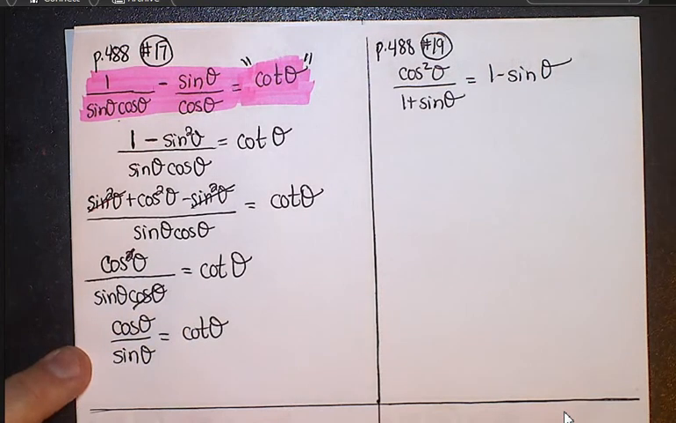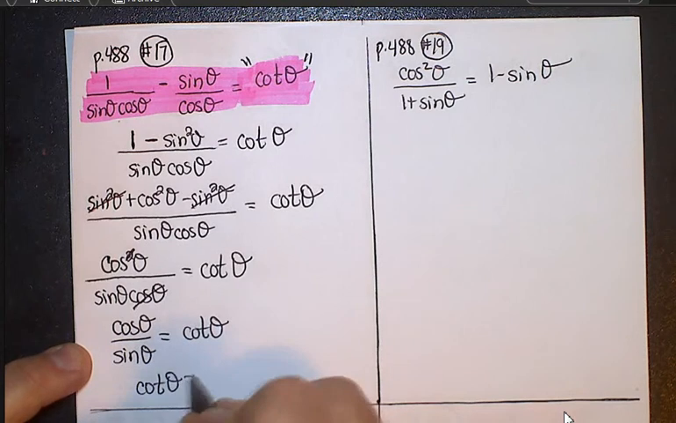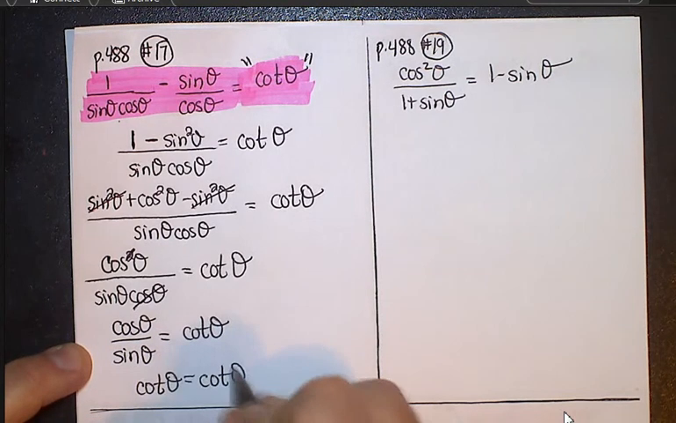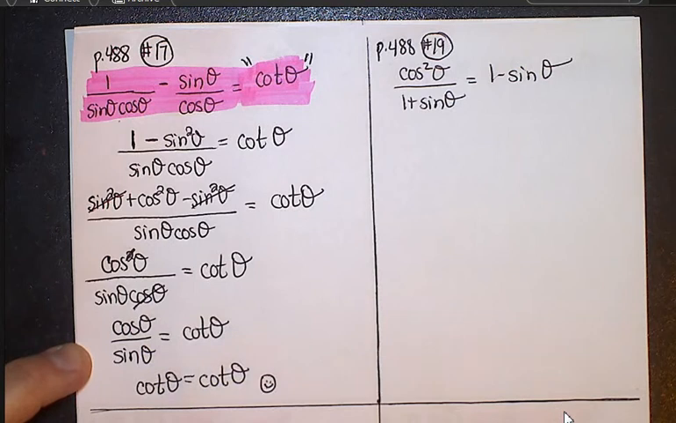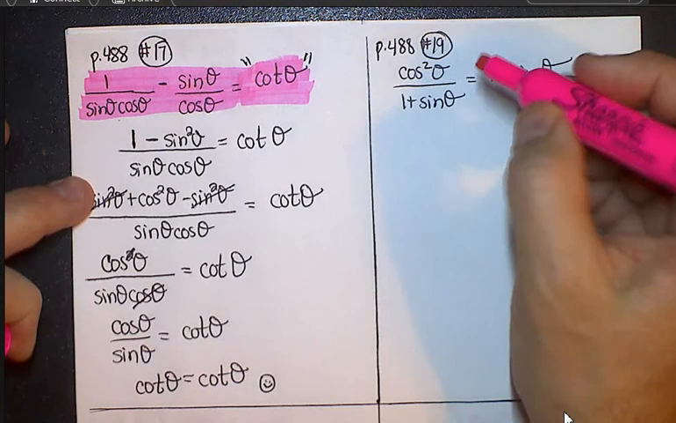And we're supposed to know that cosine over sine is cotangent, and we're done. Next question, page 488.